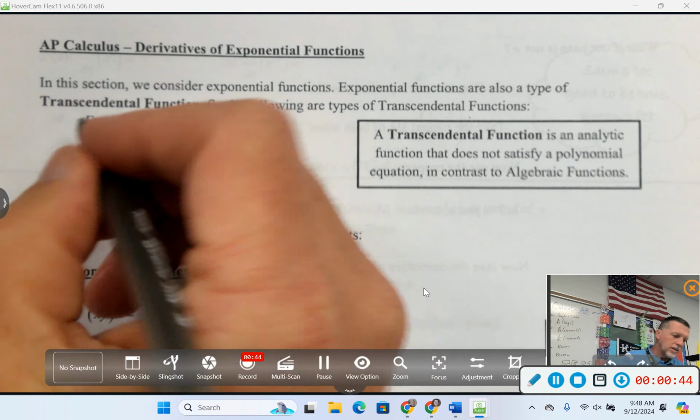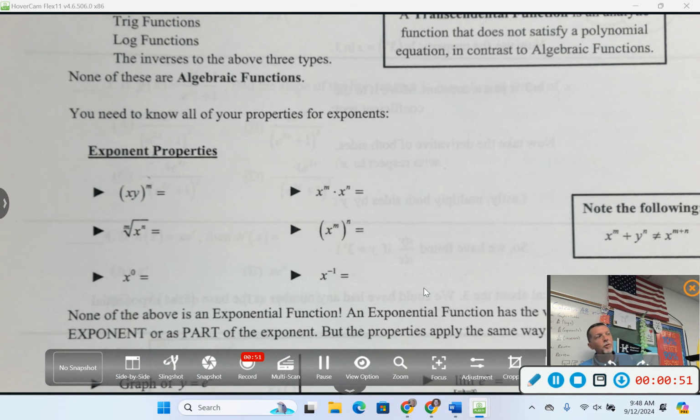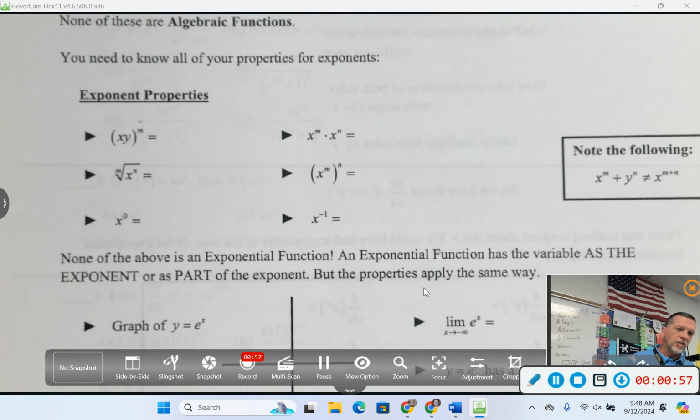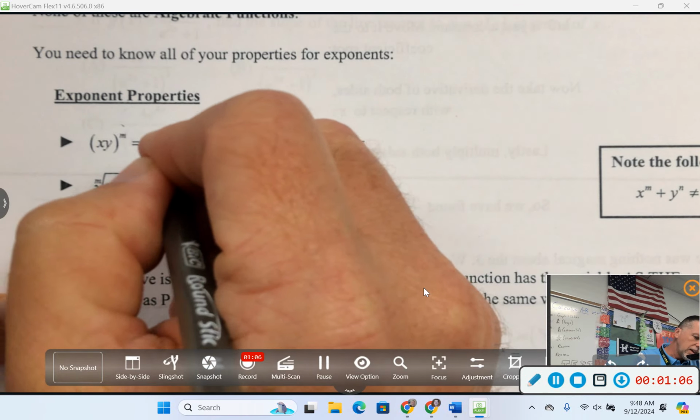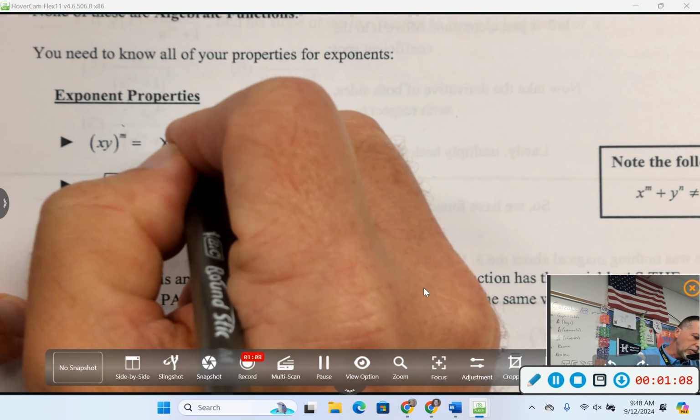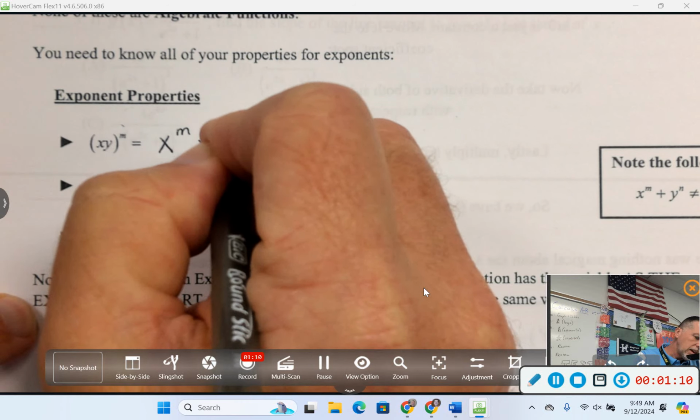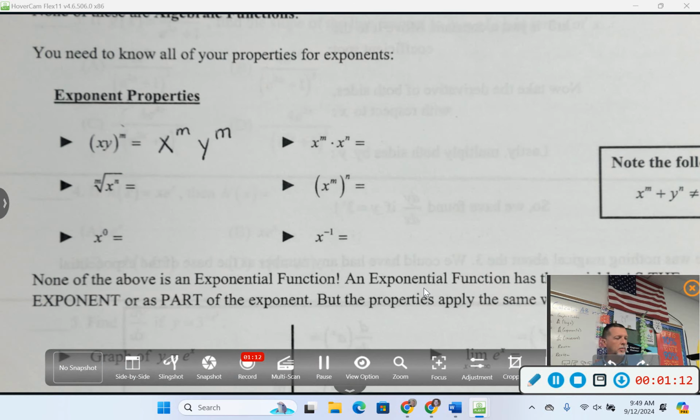But let's review, kind of like we did properties of logs before we did log derivatives. Let's do properties of exponents before we do exponent derivatives, just to make sure we're okay, and because we can use some of these properties to make our lives a little bit easier. So xy to the m, we can sort of distribute that m, x to the m, y to the m.